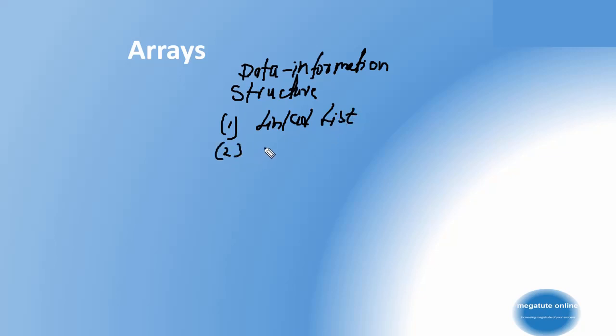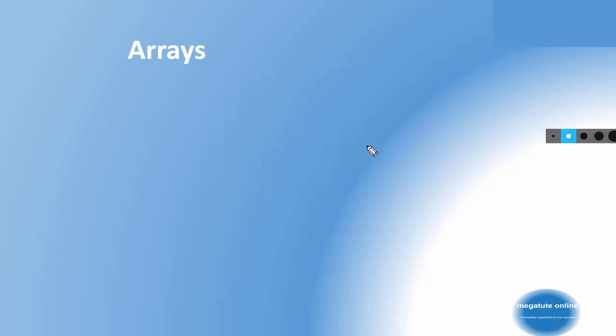Then we have binary tree and graphs. So all these are forms of data structure where your data is stored, right? About them we'll learn later on. Let's first discuss arrays, right?